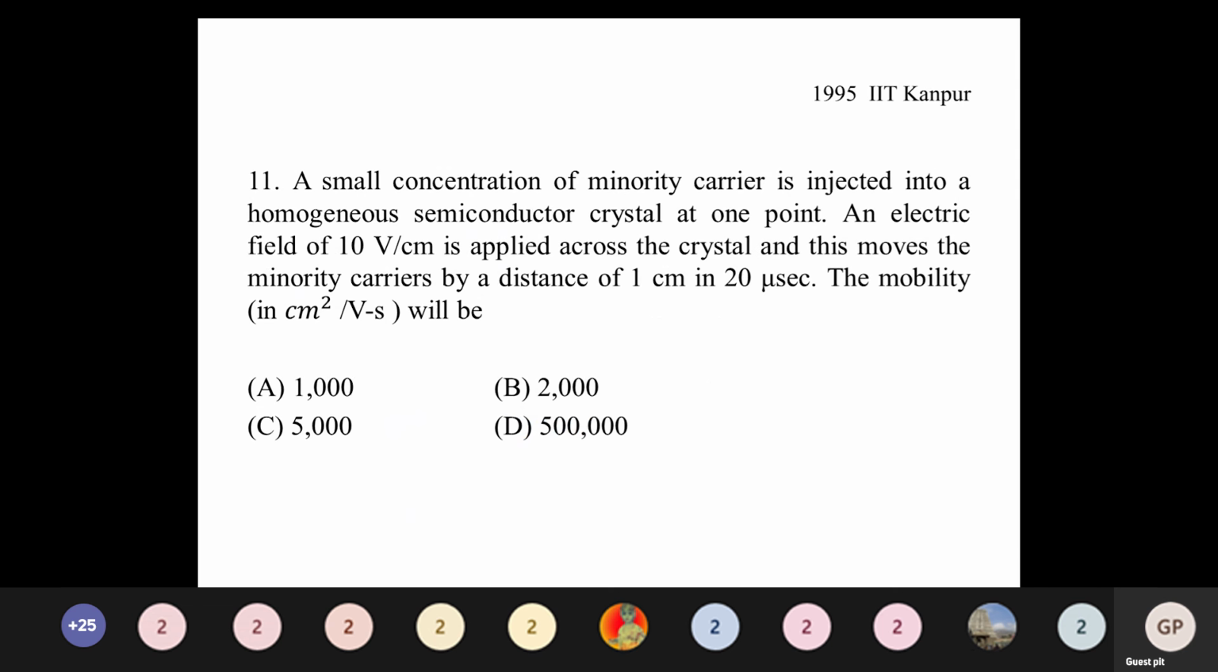Next problem. A small concentration of a minority carrier is injected into a homogeneous semiconductor crystal at one point. An electric field of 10 volt per centimeter is applied across the crystal, and this moves the minority carriers by a distance of 1 centimeter in 20 microseconds. The mobility will be, so they are asking the mobility mu.